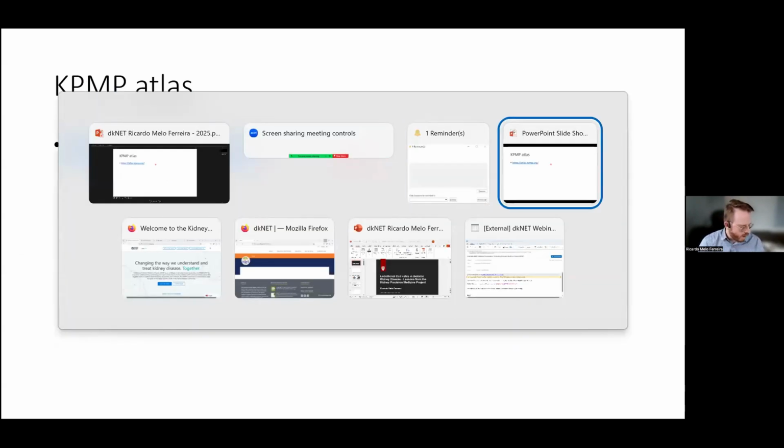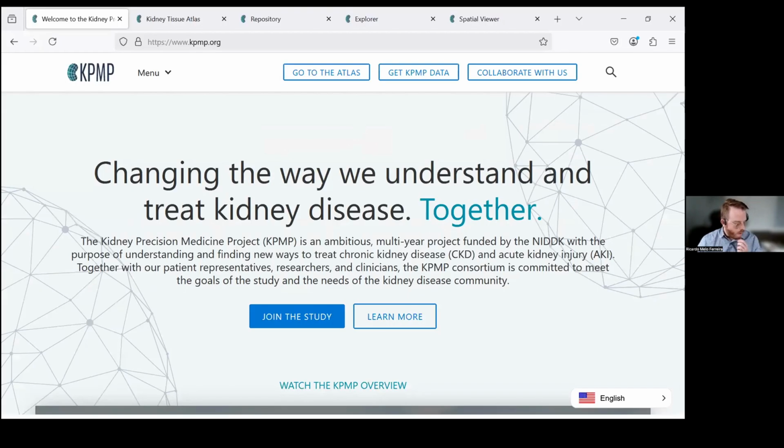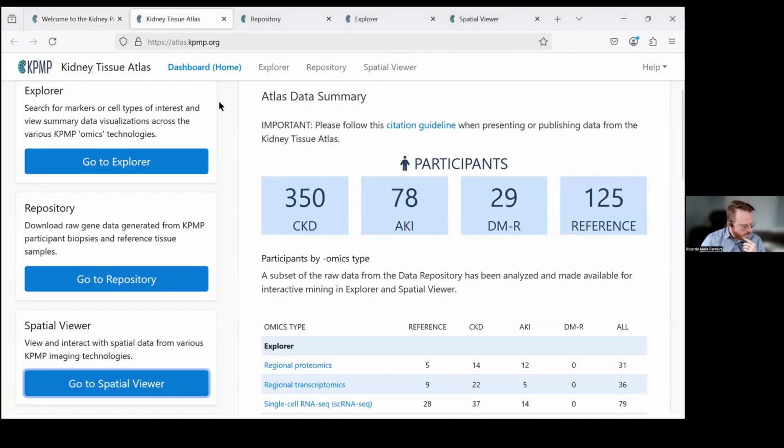So the website that you can use to help your own research. So this is the main page of the KPMP. If you search KPMP online, you'll probably be directed to this website. You can understand more about the study and about everyone that's part of the project. But then you can go to the Atlas. If you go to the Atlas, you go to this page where there's the kidney tissue Atlas.